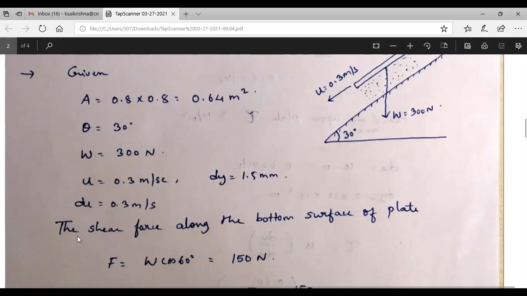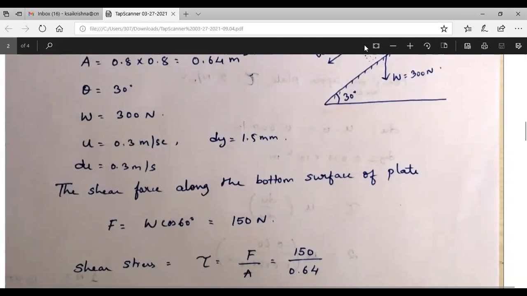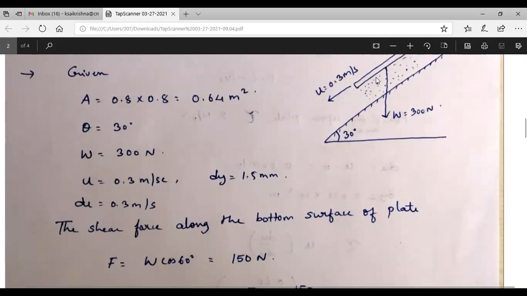Right. After that, we need to find the shear force along the plate on the surface of the plate. So F is nothing but this force acting in this direction. First, we need to find the force. The force acting along the plate, F equal to W cos 60 degrees, in this direction. So we are getting F equal to 150 Newton.